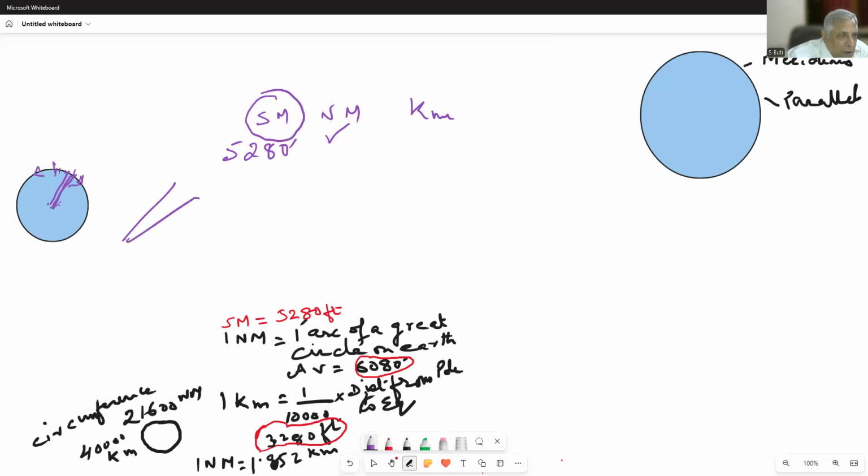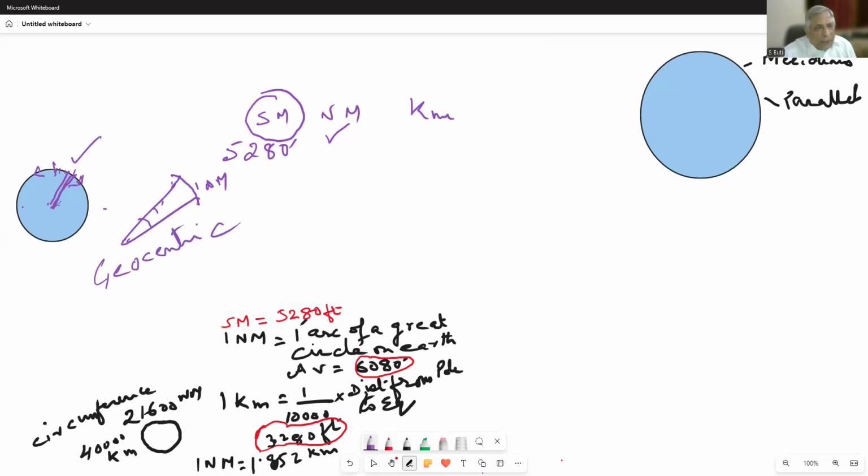Here, at the center of the earth, 1 minute of arc. Then this arc distance at the surface of the earth will be 1 nautical mile. And since the earth is not a perfect sphere, this 1 nautical mile distance near the pole will be greater than the distance near the equator. And that is called the geocentric nautical mile.